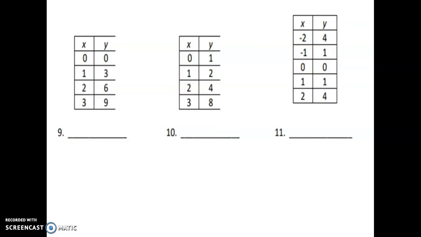And the last slide is looking at these from a table. So when we look at these from a table, we want to see how much the y value or output is changing. So this one changed by 3, changed by 3, went up by 3. Okay? So that added 3 every time, so that makes it a linear function. It's constant. This one went up by 1, went up by 2, and went up by 4.